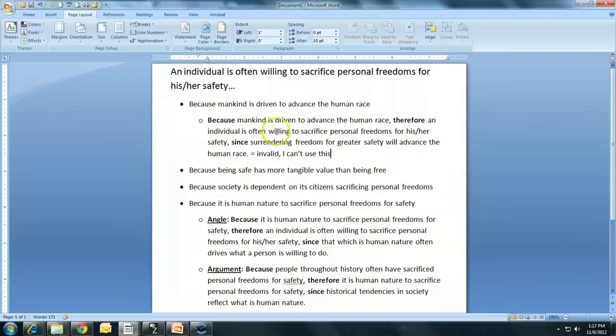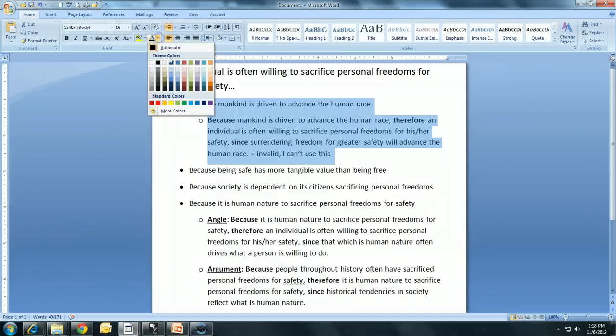So by forcing myself to write this initial Toulmin model sentence, I have identified that this is invalid.